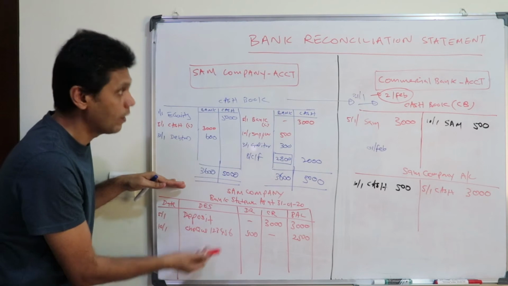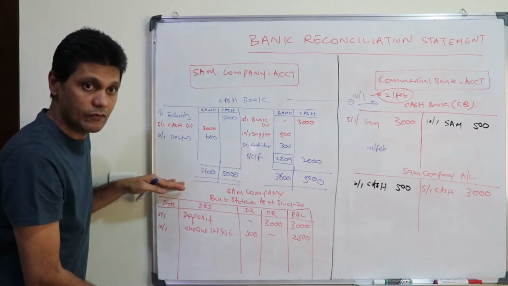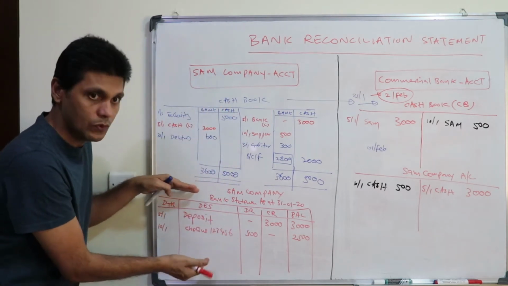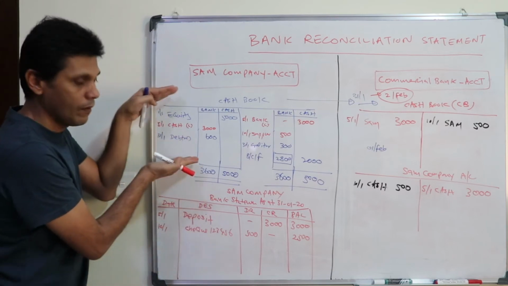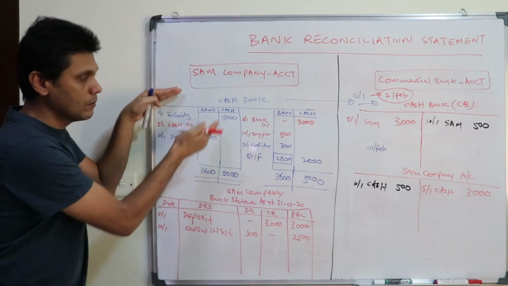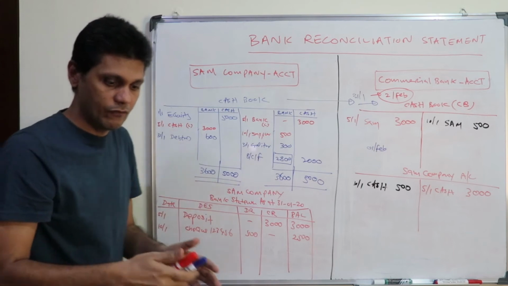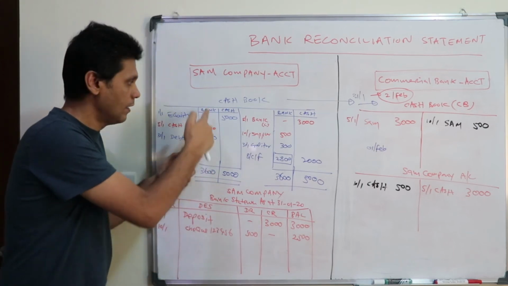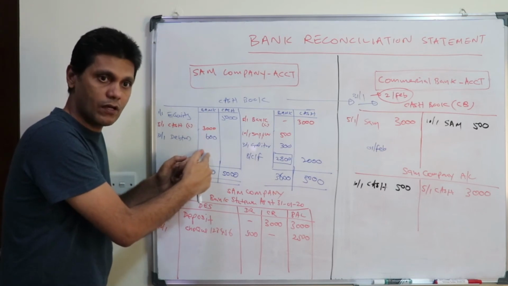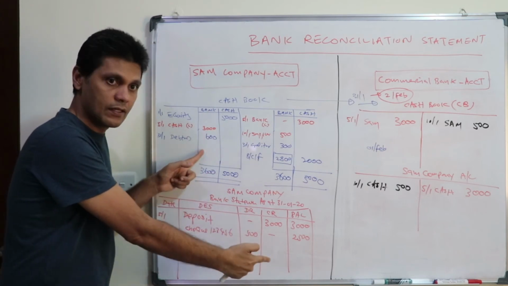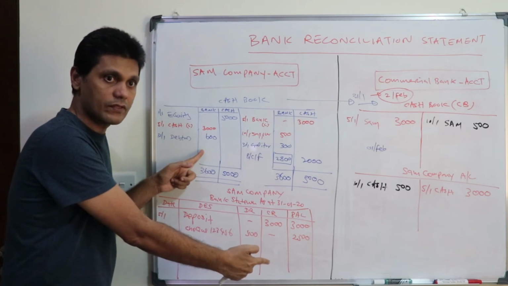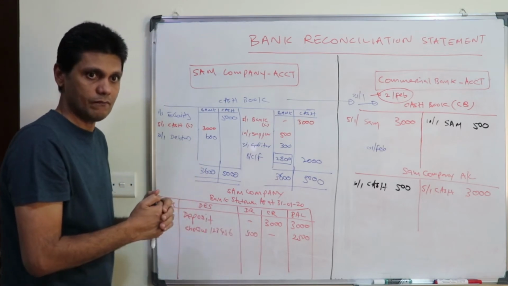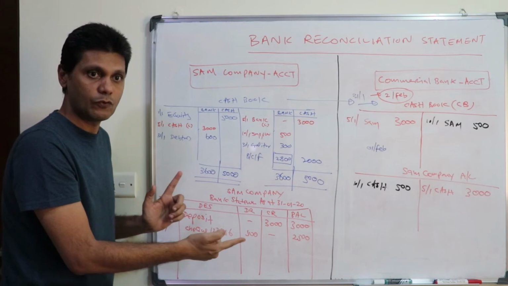What you have to do? The SAM company accountant, what he has to do? He has to compare this with the bank column of the cash book. First of all, what he has to do? He has to check the debit side of the bank column with the credit side of the bank statement. This simple logic I explain you why.